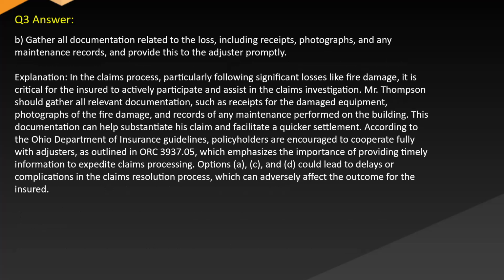Answer: B. Gather all documentation related to the loss, including receipts, photographs, and any maintenance records, and provide this to the adjuster promptly. Explanation: in the claims process, particularly following significant losses like fire damage, it is critical for the insured to actively participate and assist in the claims investigation. Mr. Thompson should gather all relevant documentation such as receipts for the damaged equipment, photographs of the fire damage, and records of any maintenance performed on the building. This documentation can help substantiate his claim and facilitate a quicker settlement.